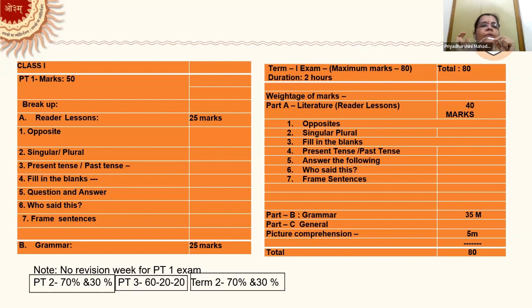Okay. So class 1, PT1, it is only for 50 marks. The breakup is given like this: reader lessons for 25 marks, grammar for 25. So whatever concepts you teach according to the course of study, the grammar part is for 25 marks. Reader lessons also in the classwork, this is a pattern that we follow.